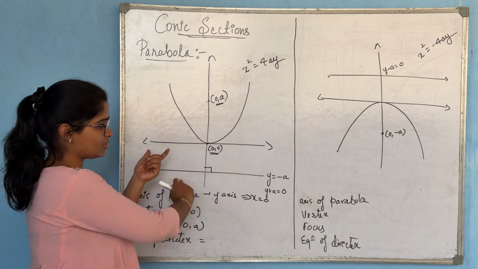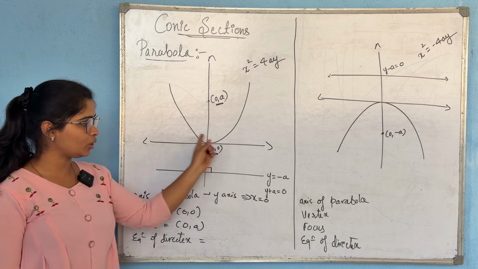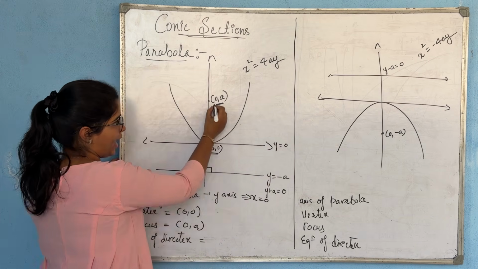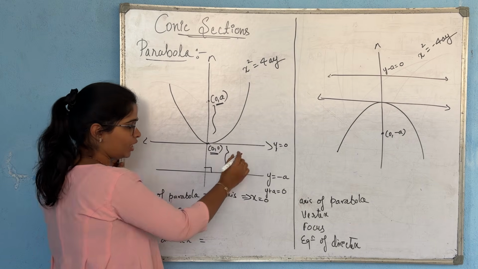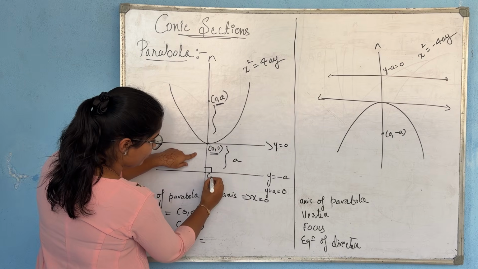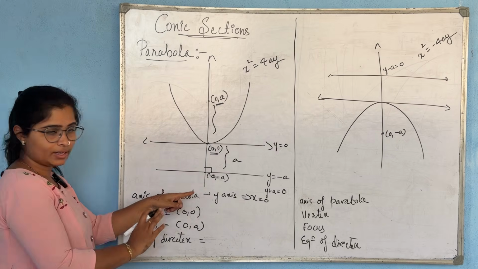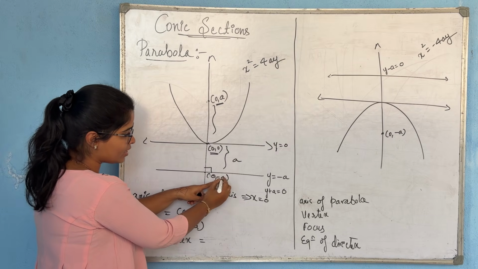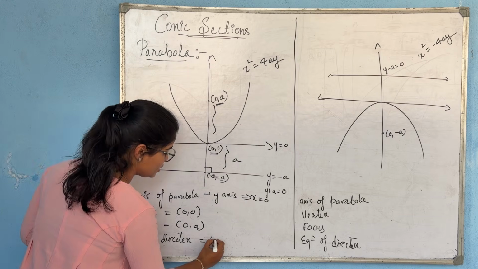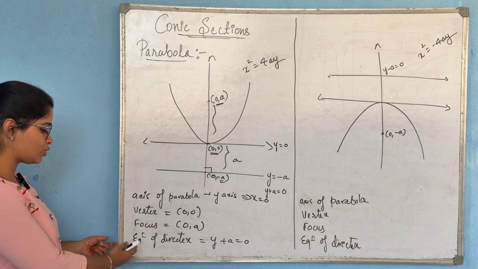And next is the equation of directrix. If you observe, this directrix is parallel to the x axis, and the x axis equation is usually given as y is equals to 0. If this distance is a, this distance will also be equal to a by the definition of parabola, so this coordinate will be 0 comma minus a. Here always the y is constant, therefore y is equals to minus a will be the equation of directrix, which is written as y plus a is equals to 0.